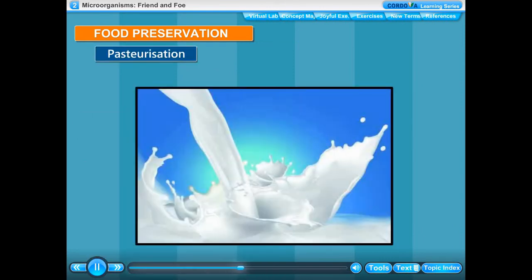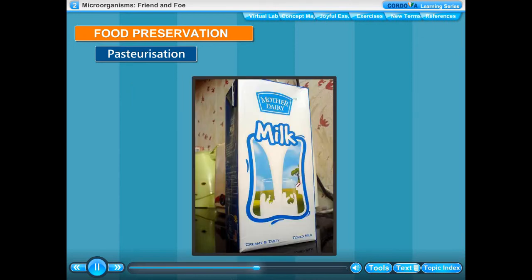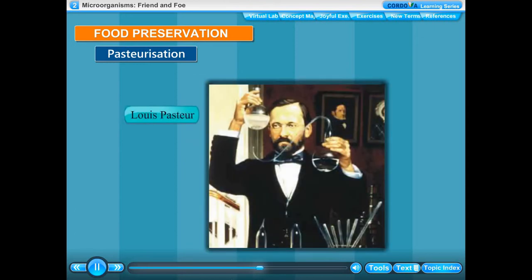Pasteurization. Pasteurization is a process for preservation of milk. In this method, milk is heated at about 70 degrees Celsius for 15 to 30 seconds to kill the bacteria present in it, and cooled quickly to 10 degrees Celsius to prevent the remaining bacteria from growing. The milk is then stored in sterilized bottles or pouches in cold places. This method was invented by Louis Pasteur in 1862.